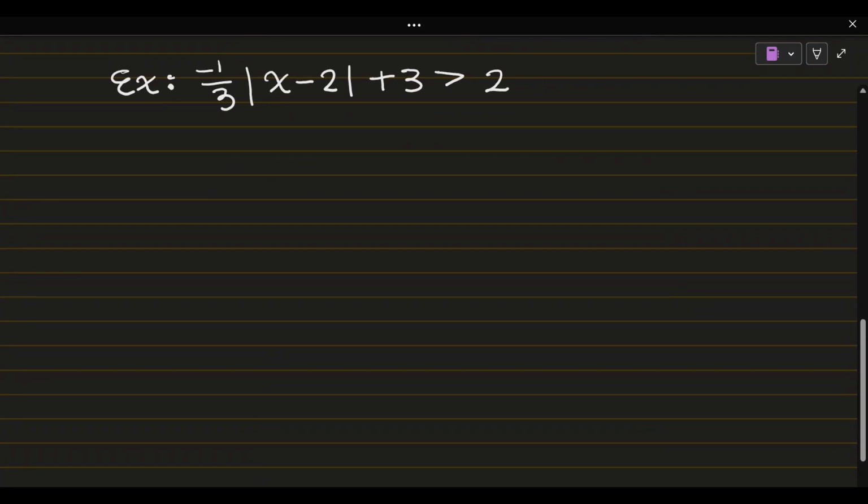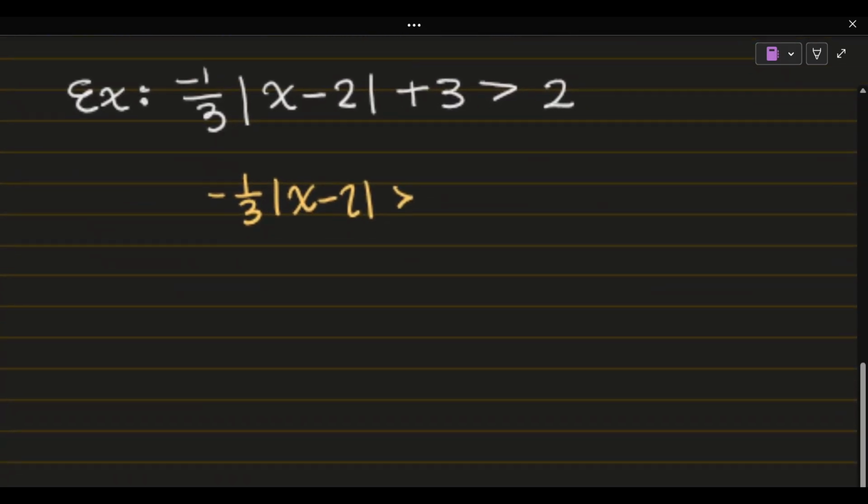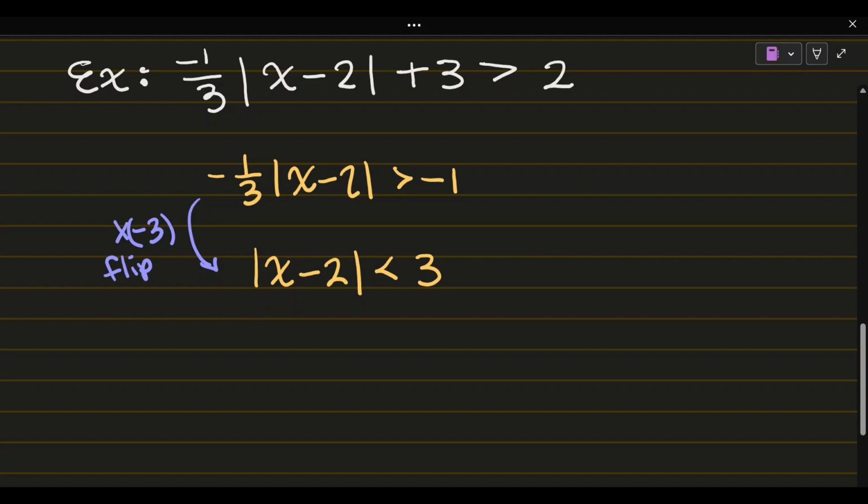So remember, my first step is to just get my absolute value expression on the left-hand side alone. To do that, I subtract 3 from both sides. So I have -1/3 times the absolute value of x minus 2 is greater than 2 minus 3, which is -1. And then I multiply both sides by -3. So I have the absolute value of x minus 2 is less than 3, right? Because I multiplied by -3, so I flip the inequality.